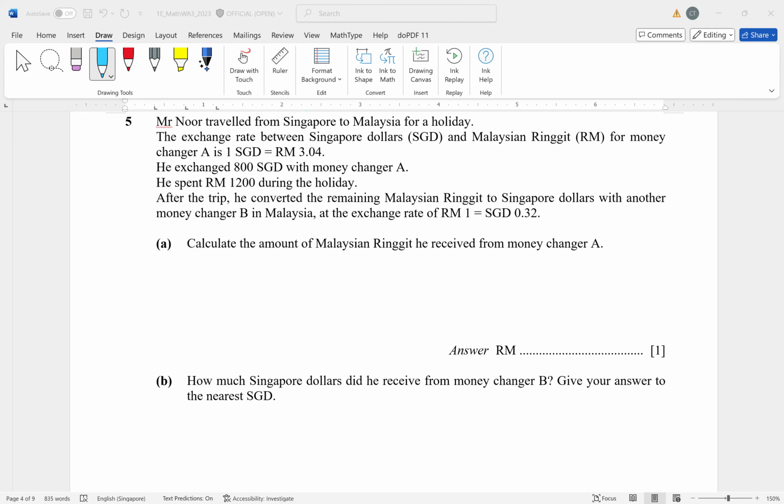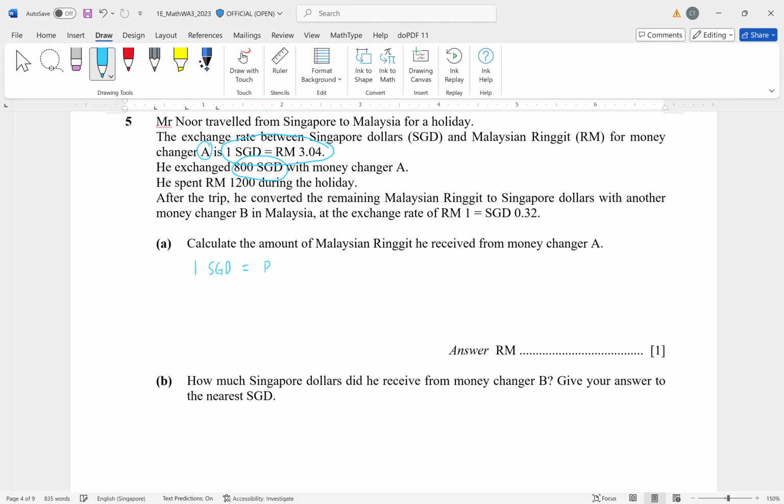Right, so this is a typical money exchange question. Very important, there are two money changers. Money changer A has this exchange rate, and the total amount that was exchanged was 800 SGD. He spent RM 1,200 during the holiday, and then the remainder he converted back to Singapore dollars. Calculate the amount of Malaysian ringgit he received from money changer A. This is a very simple question for this part.